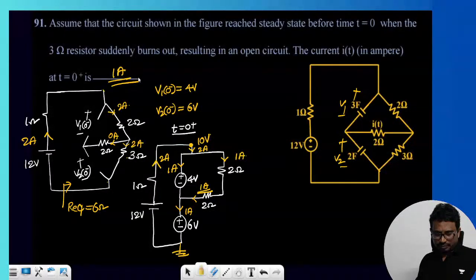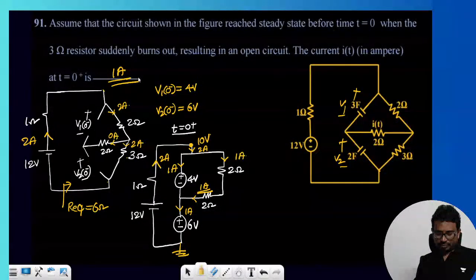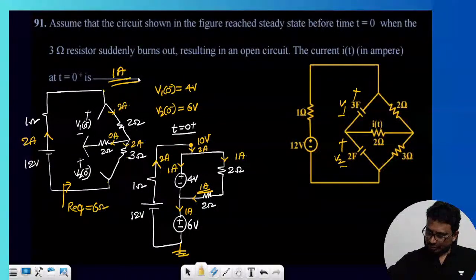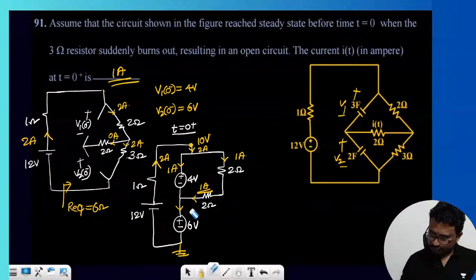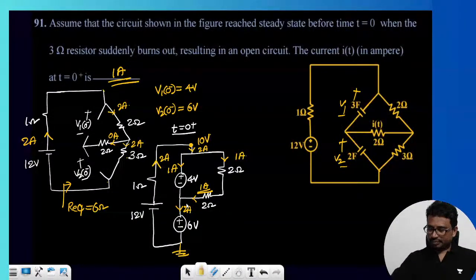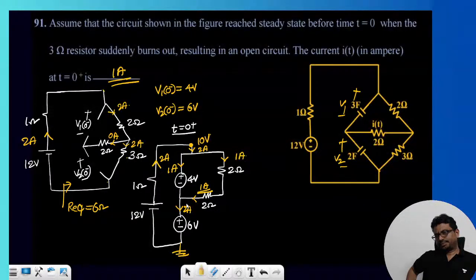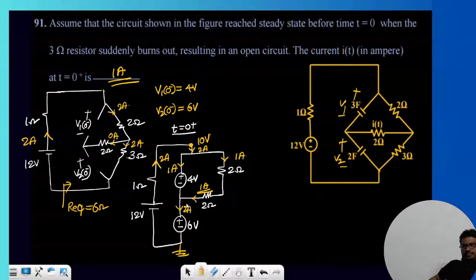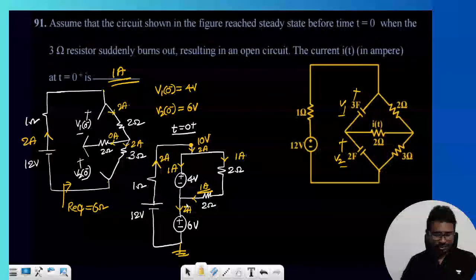Done. 6 volts is 2 amperes. Yes. 1 and 1, then this is 2 amperes. Okay, fine. Okay then.